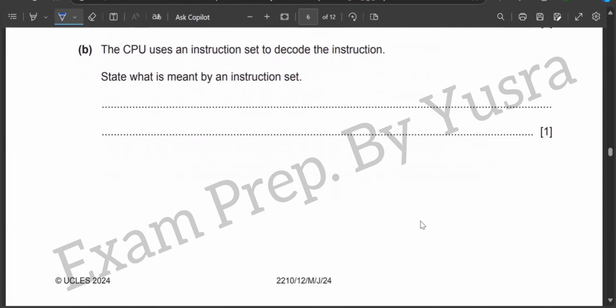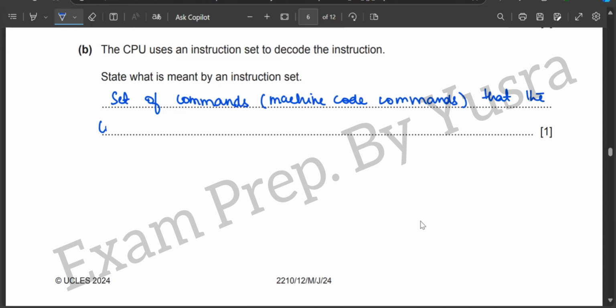Let's move on. The CPU uses an instruction set to decode the instruction. State what is meant by the instruction set. So instruction set is the set of commands, machine code commands, that the computer needs to process the tasks.